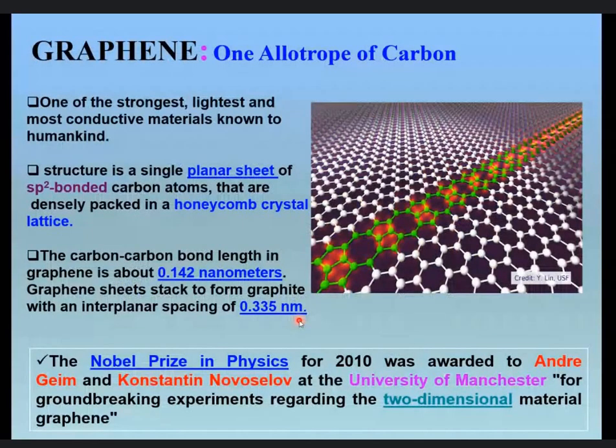Then I come to the very important discovery in physics, and the Nobel Prize goes to scientists Andre Geim and Konstantin Novoselov. This is 2010, and they first showed this is graphene, that is one layer of graphite. If you think of the graphite layer structure, they prepared just one layer, and the carbon-carbon bond length is like this. Graphene sheets stack to form graphite with an interplanar spacing, already mentioned. If you just take away one sheet, that is called graphene, and that was first done by these people. Two-dimensional material graphene, and they got the Nobel Prize.